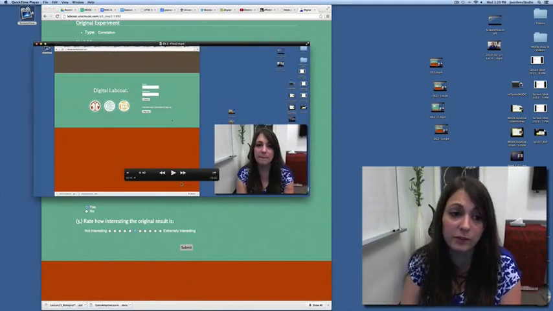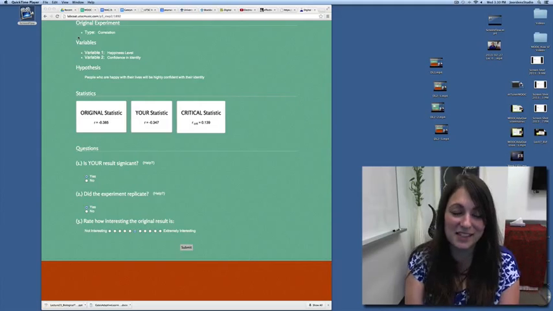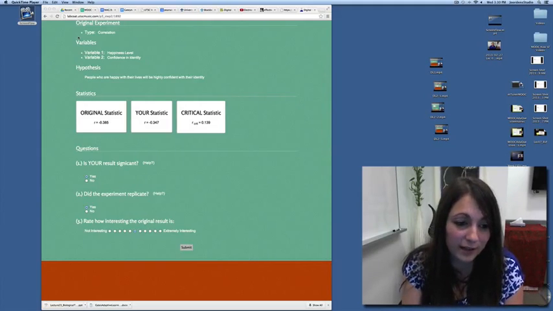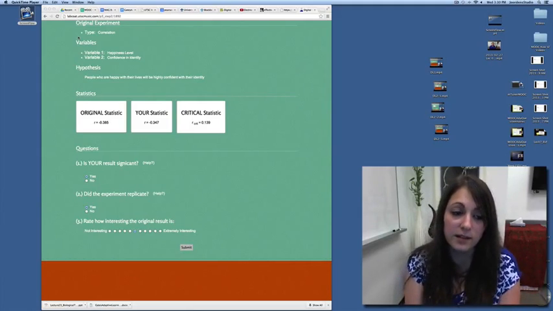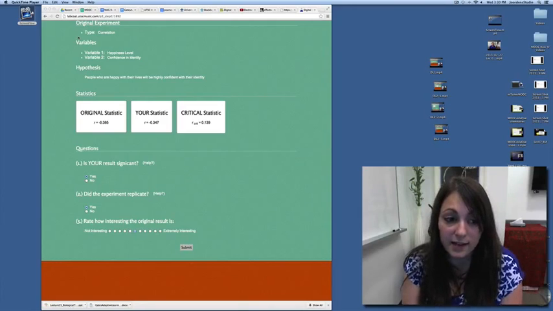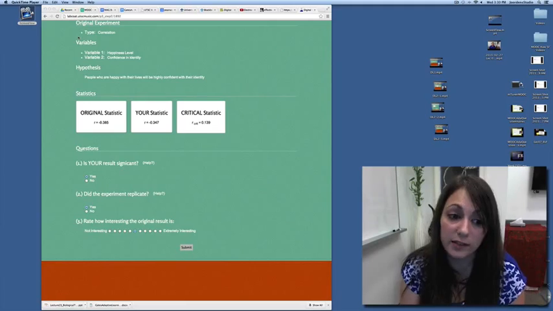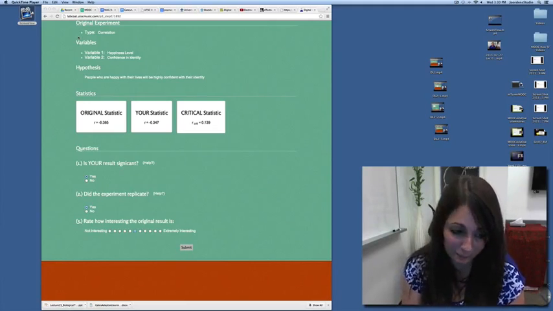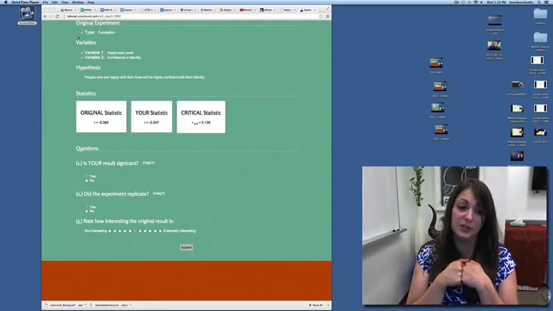There are a couple of other possibilities here. You might have got, say, positive 0.347 as your result. If this is the case, then the experiment did not replicate because you got a positive correlation and they got a negative correlation. Even though both are significant, they have to be both positive or both negative in order to replicate. So make sure that the signs between your experiment and the original experiment match in order for there to be a replication here.